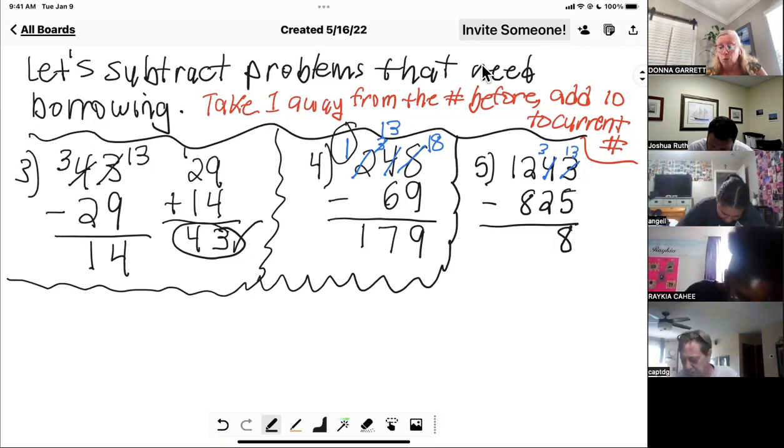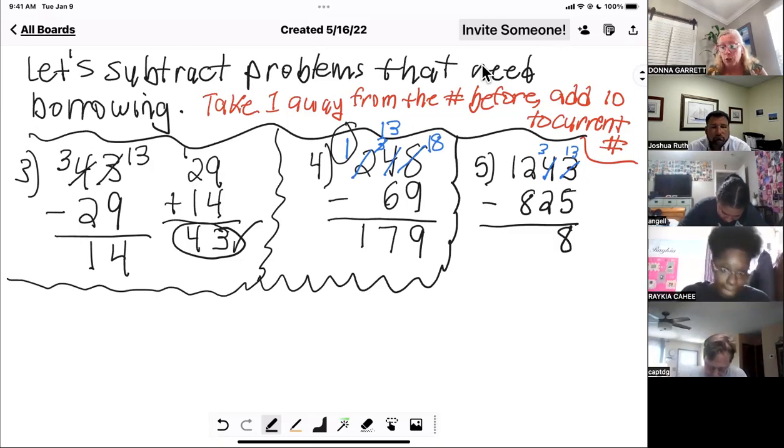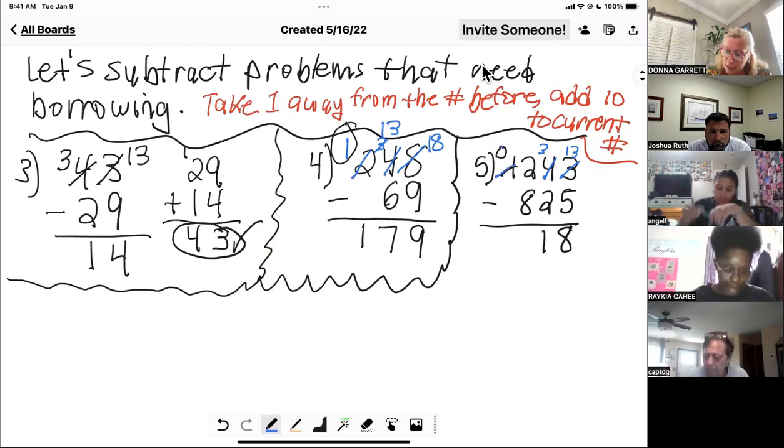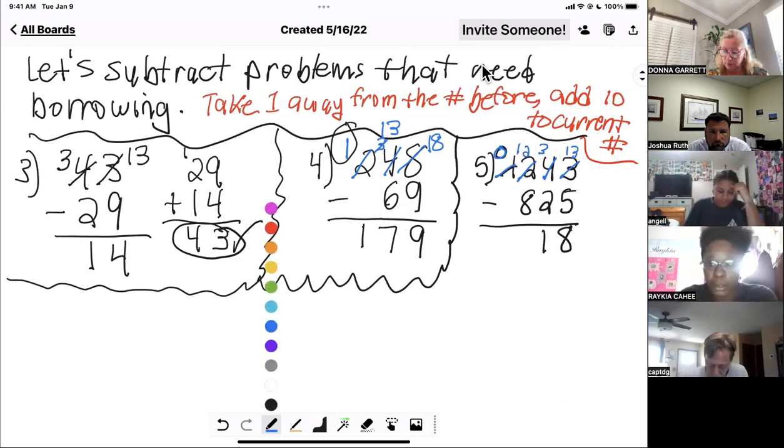And now look, the second number, we're fine because there's a 3 and a 2. I can do 3 minus 2. That's 1. But now our third number is 2 and 8. We can't take 8 away from 2, but I can borrow. So I could take 1 away from the number before, which makes that a 0. And I'm going to add 10 to 2 and make 12. And now I can take 8 away from 12. 12 minus 8 is 4.